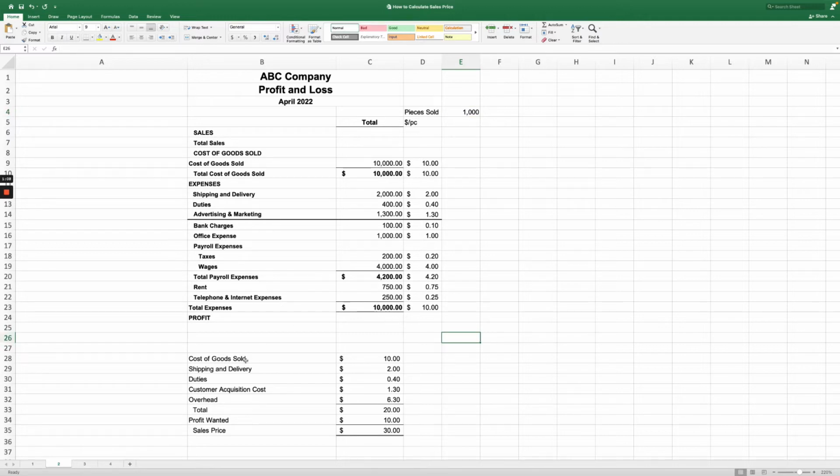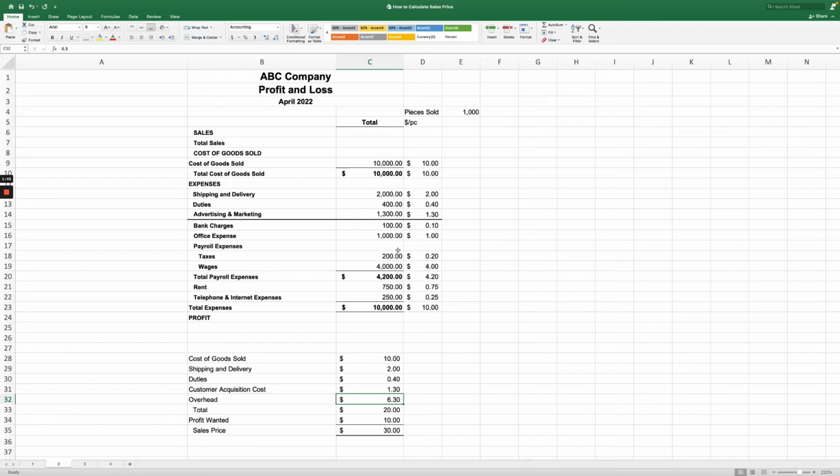So you can see the cost of goods sold is $10 a shirt. Shipping and delivery, again, $2 a shirt over here. Duties are 40 cents a shirt. Advertising and marketing, so this is the customer acquisition cost, $1.30 per shirt. So customer acquisition cost just means that's how much you spent in advertising to acquire that customer or to get that sale. So you spent $1,300 to sell 1,000 shirts, so that's $1.30 per shirt.